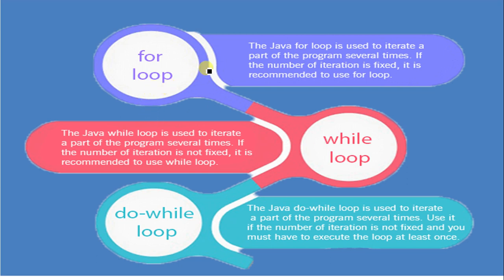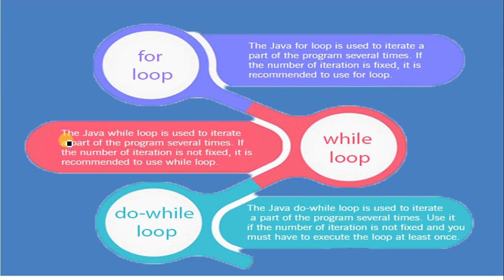The Java for loop is used to iterate a part of the program several times. This happens in all three loops: for loop, while loop and do while loop. But the main difference is, if the number of iterations is fixed, it is recommended to use for loop.